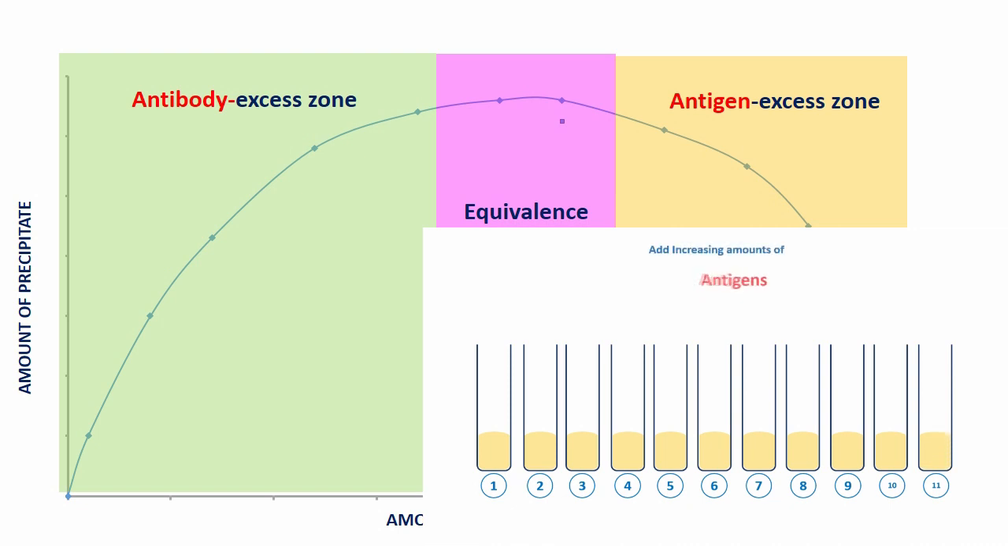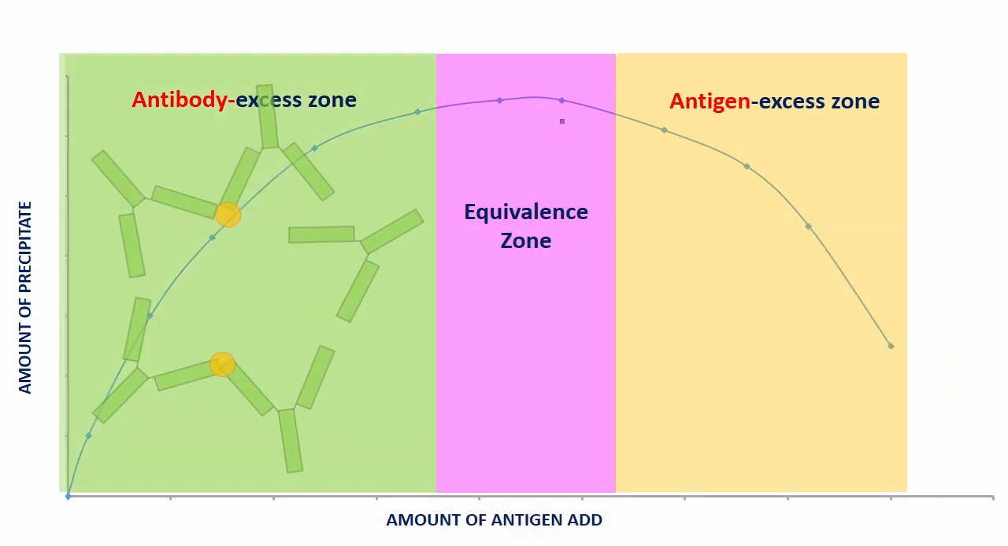Then we added increasing amounts of antigens into these tubes. That means the antigen amount of the first tube is lesser than the antigen amount of the fifth tube. So antigen concentration is increasing from the first tube to the fifth tube. However, even the maximum concentration of antigens is not enough to bind with all antibodies in the fifth tube. So we can understand these 5 tubes contain more antibodies than antigens. So there are excess antibodies in these tubes.